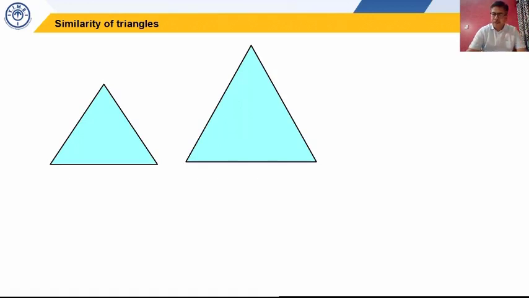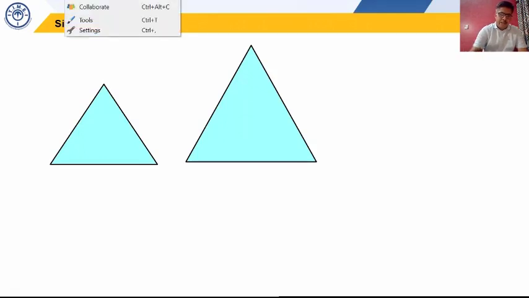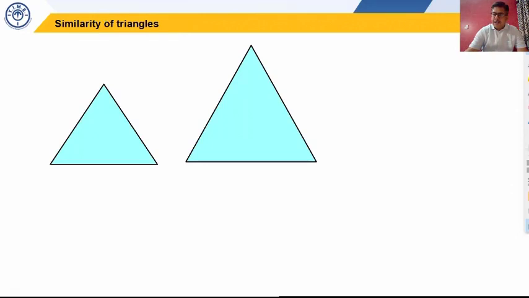Let's say we have two triangles, ABC and PQR, in such a manner that angle A is equal to angle P, angle B is equal to angle Q, angle C is equal to angle R. So basically all three angles are equal. If all three angles are equal, then the pair of triangles is known as similar triangles. So the ratio of corresponding sides would be equal.